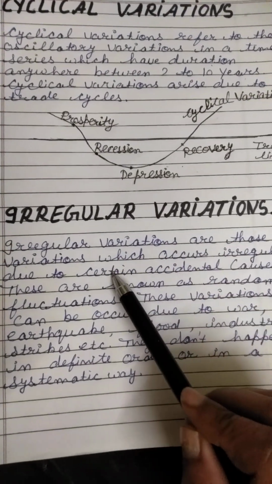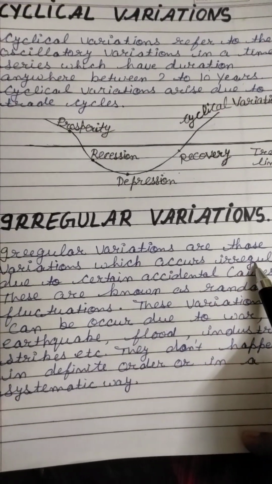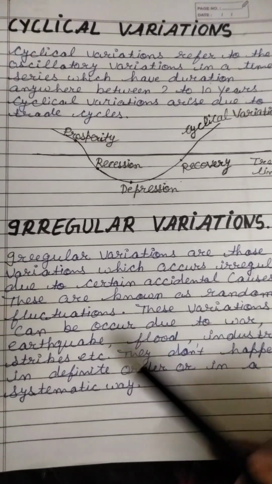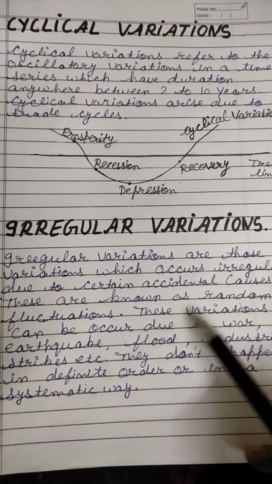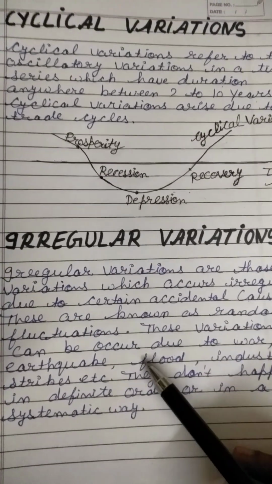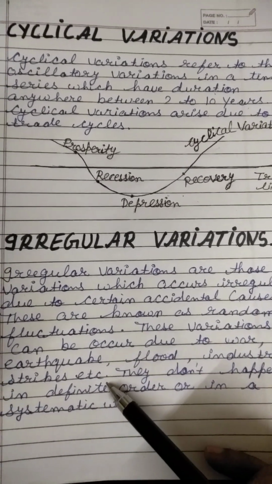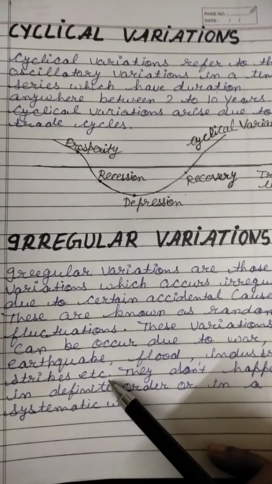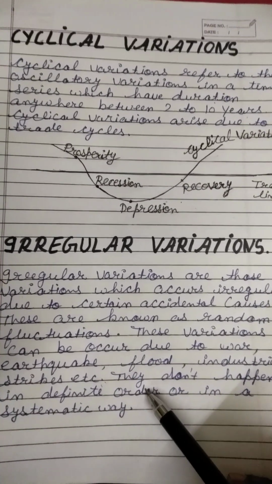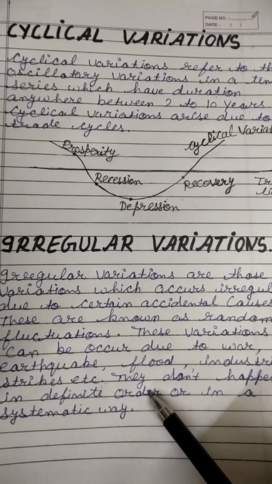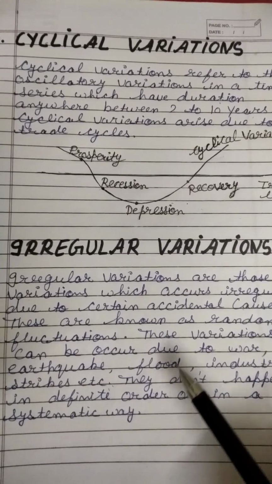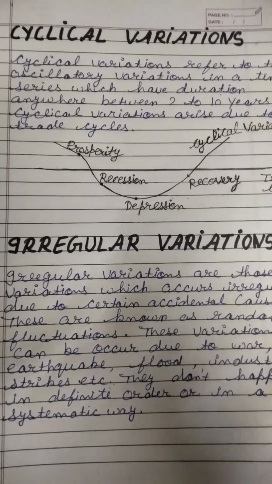Irregular variations are those variations which occur irregularly due to certain accidental causes. These are known as random fluctuations. These variations can occur due to war conditions, earthquake, flood, industrial strike. So there are lots of examples of the irregular variations also. They don't happen in a definite order. तो ठीक है, कोई डेफिनेट ऑर्डर में ये occur नहीं होते और in a systematic way. Actually these occur due to the accidental causes.